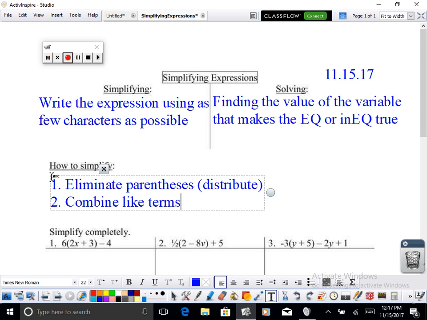Now what makes terms like terms? Well, first off, what does it mean to combine? What does it mean to combine? Join together. To join together. That's all it means. You take two or more things and you put them together. You combine them.